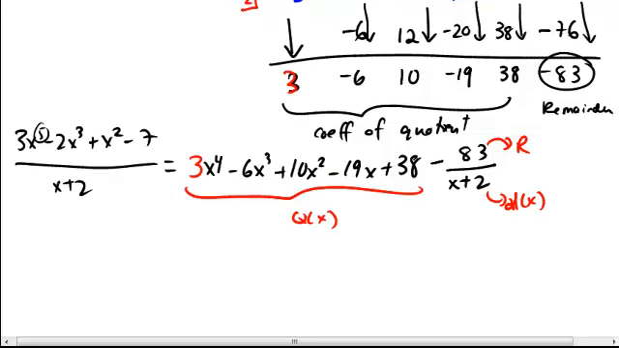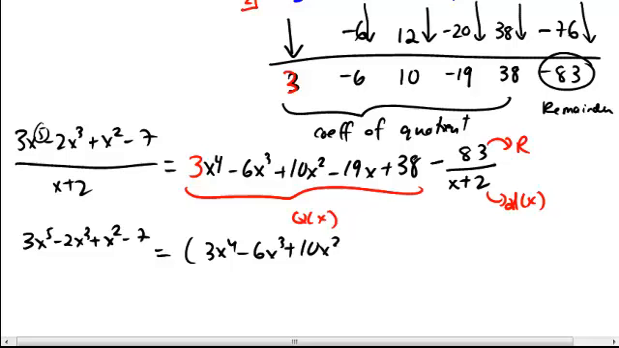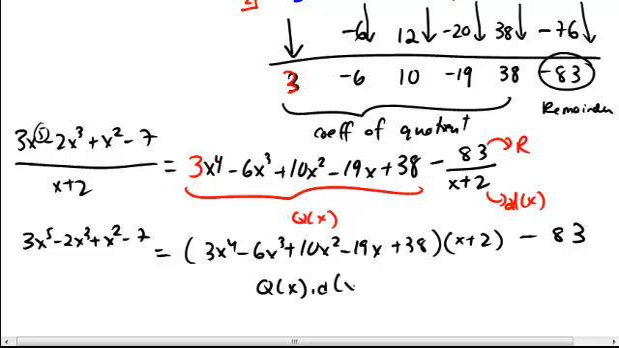And another way we can write this polynomial, only if they ask you to, this is really a skill we use in another section, is you can write your quotient, which is 3x to the 4th minus 6x cubed plus 10x squared minus 19x plus 38 times your divisor, which is x plus 2, minus your 83. So that's your quotient times your divisor plus your remainder. It's just another form of it.